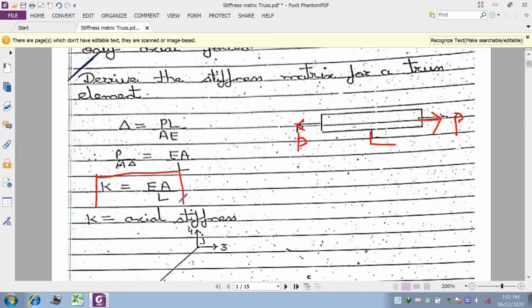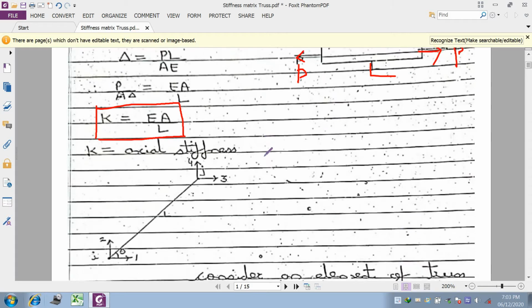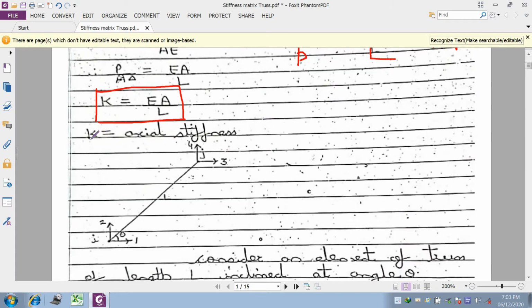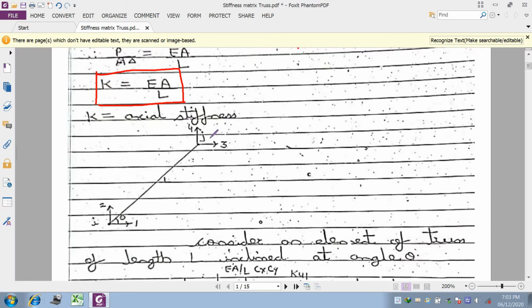In our numericals, we are dealing with this stiffness matrix K. For the truss element, the definition of K will be EA by L only. E is the modulus of elasticity of the member, whatever is given in your numericals. A is the cross-sectional area of the member, and L is the length of the same member. So let us see how to derive the stiffness matrix. Let us consider K as the axial stiffness.